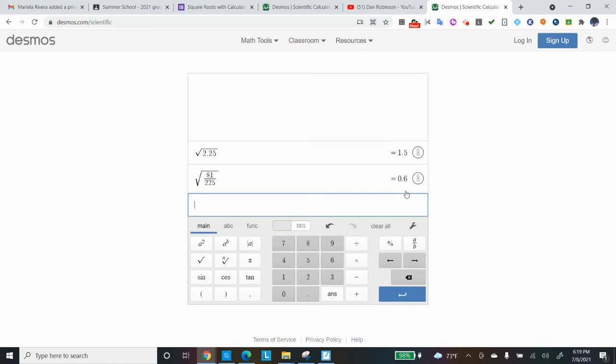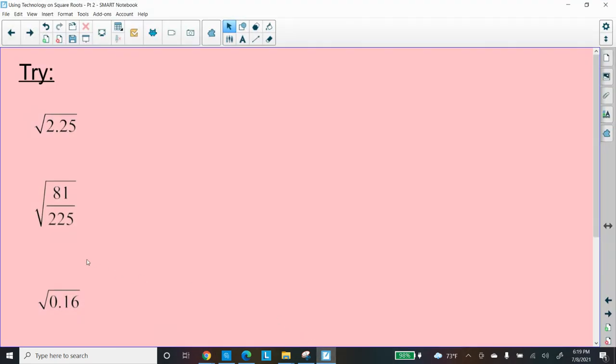Now, Dr. Rob, shouldn't we usually get a fraction? Well, there's a button right next to it, a little fraction button, so it'll convert your answer that was a decimal, 0.6, into a fraction. If you click it again, it'll go back to a decimal, and click it again, it goes back to a fraction. So that's a good calculator. So that's fractions and decimals. So I got some more for you.